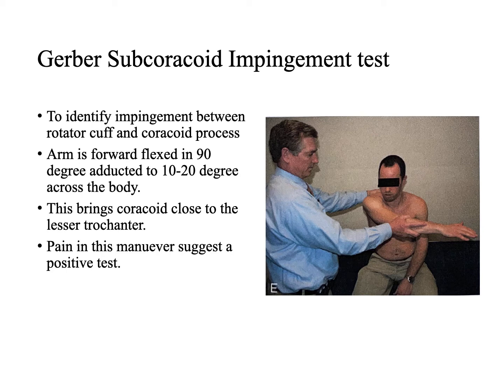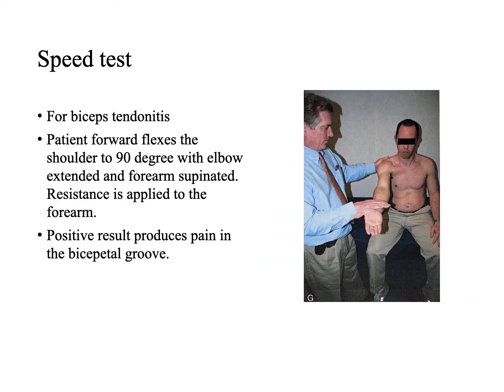Then Gerber subcoracoid impingement test. This is to identify impingement between rotator cuff and coracoid process. Arm is forward flexed to 90 degrees and adducted 10 to 20 degrees across the body. This brings the coracoid close to the lesser tuberosity. Pain in this maneuver suggests a positive test.